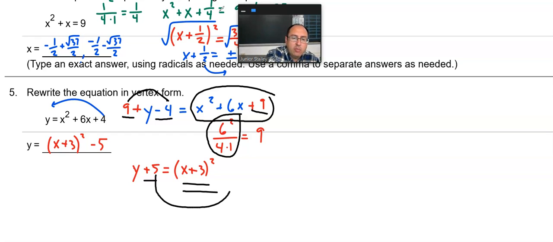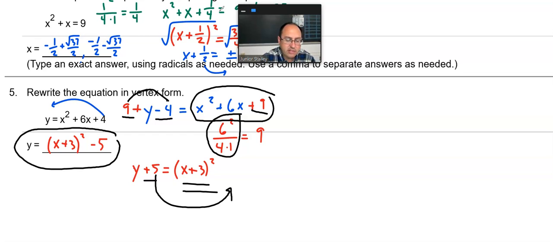Last thing I can do, bring that 5 back on over. And so this is my final answer. Obviously, they've already got the y equals for me. I just had to put in the x plus 3 quantity squared minus 5. So that is how we use completing the square to rewrite something into vertex form. A standard form quadratic changed into its vertex form.